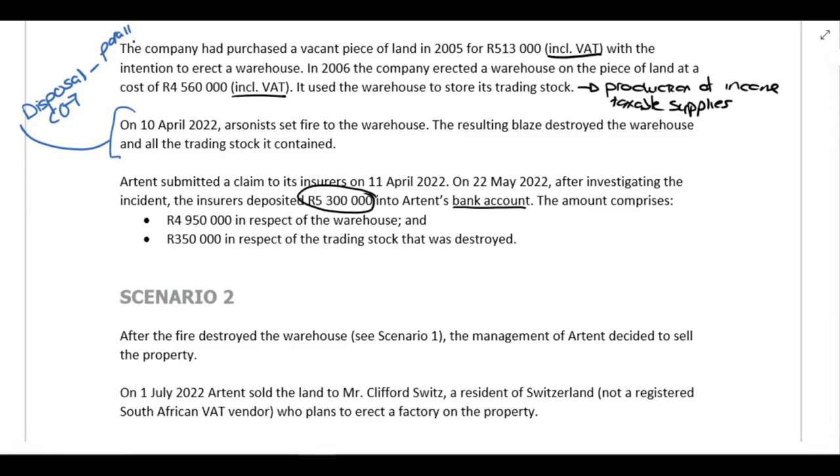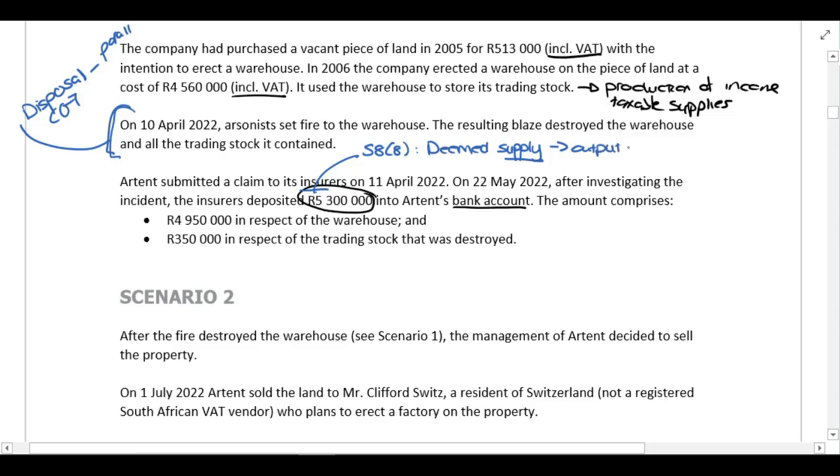For VAT purposes, there's nothing that happens exactly at this point. But for VAT purposes, when you receive an amount from your insurers, like you get here, section 8.8 will pop up and tell you that this is a deemed supply. Now remember, when there's a deemed supply, it means there's a supply. So you have to calculate output tax. Now let me just remind you why I'm saying this about the deemed supply and so forth.